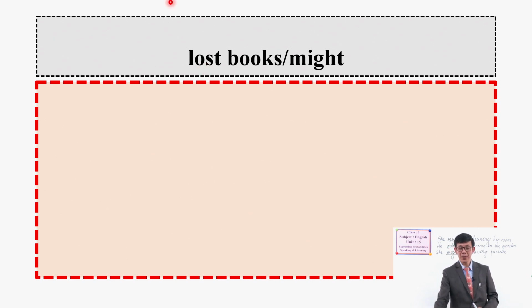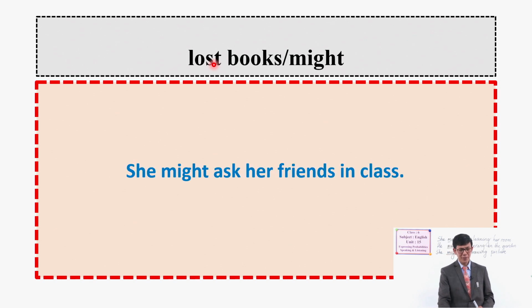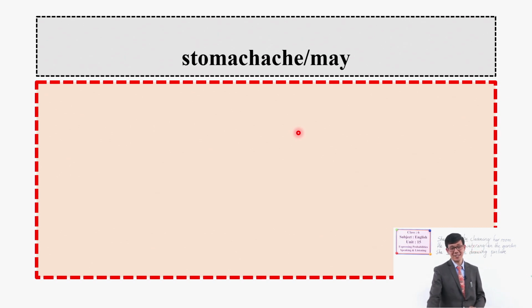Lost books. If somebody lost books, then what might they do? You can just guess, and tell me what might they do. Have you guessed? So you can say, she might ask her friends in class. If your friend lost books in class, what might happen? Then she might ask her friends in class first. Sometimes mistakenly, they might have kept somebody else's books. So she might ask her friends in class first. And look at another situation. Sometimes if you have a stomachache, what you may or might do.